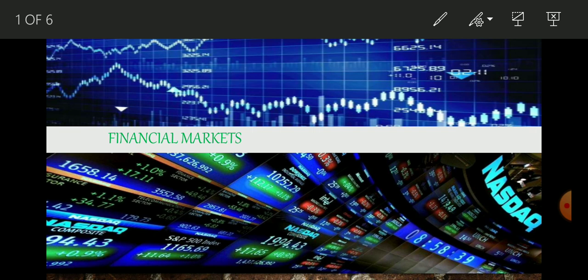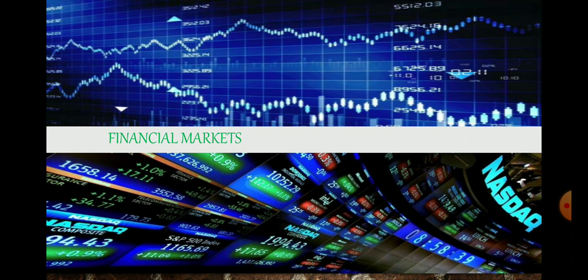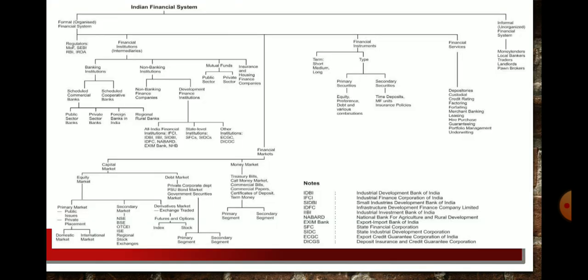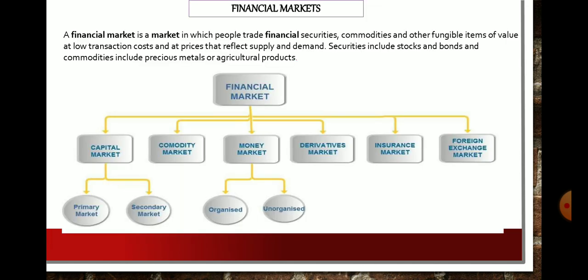As we saw in yesterday's topic, we have one chart that is categorized into four parts. Financial market is one of the parts of the Indian financial system. So, we will discuss what financial markets are. Here is the chart we went through yesterday. Basically, if we have a question on the Indian financial system, that chart describes the whole thing. So basically, we'll come to the topic, that is financial markets.